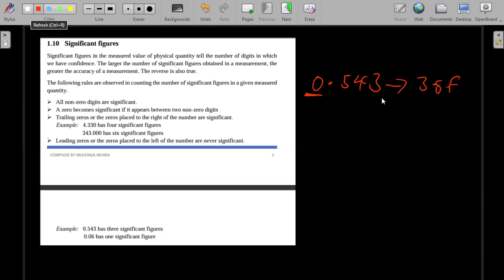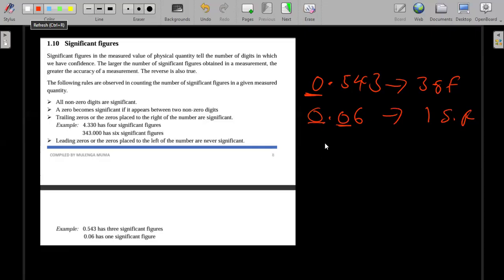Same with this one. You can see you have 0.06. In this case, these zeros, these are leading zeros. These are not going to be significant figures. So in this case, you only have one significant figure.